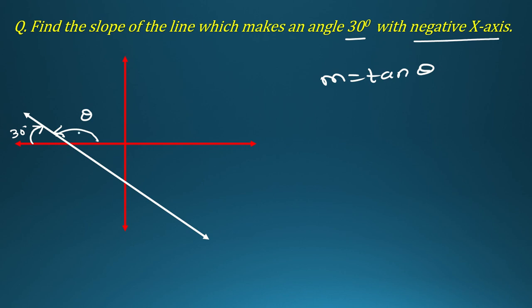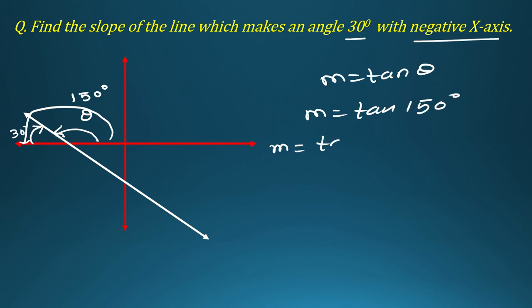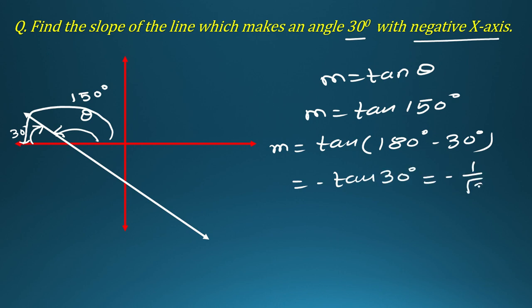So what will be this angle? You see, it is just a linear pair with 30 degree. So this value will be equal to 150 degree, because the total angle is 180 degree. So here m is equal to tan 150 degree. And how will you find the value of tan 150? It's very easy for you. You can write tan of 180 minus 30, and tan of 180 minus 30 means minus tan 30, and minus tan 30 means minus 1 over root 3. So this is the slope for this angle.